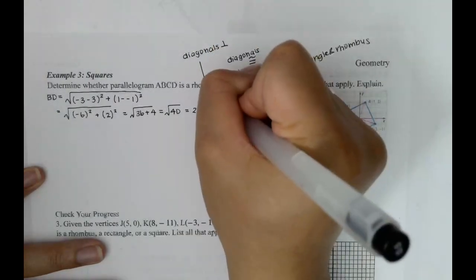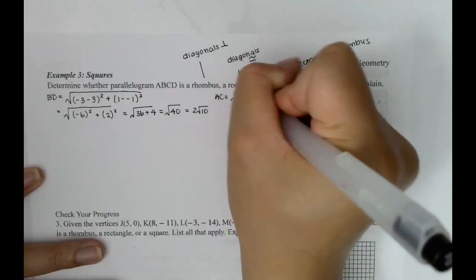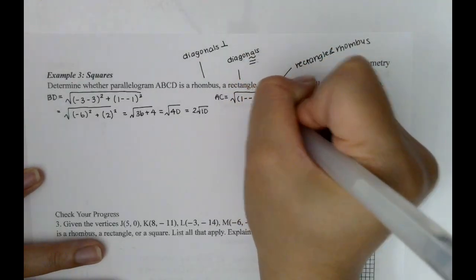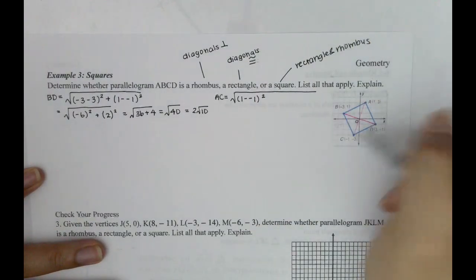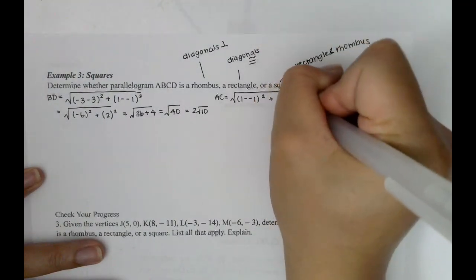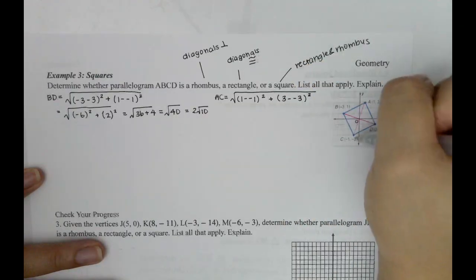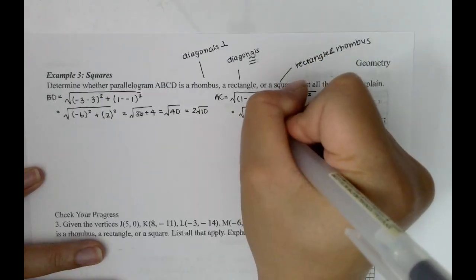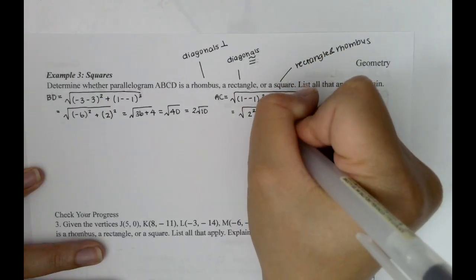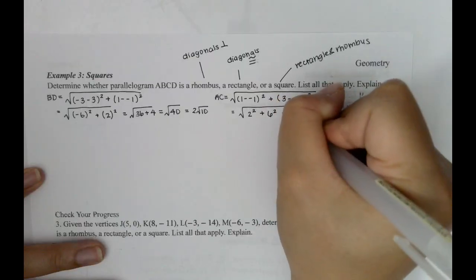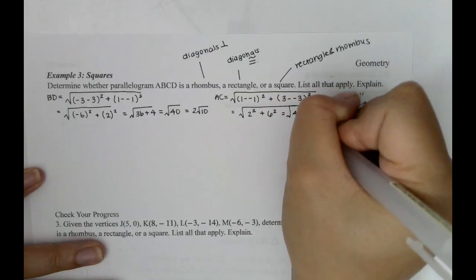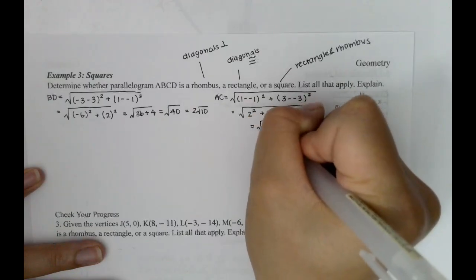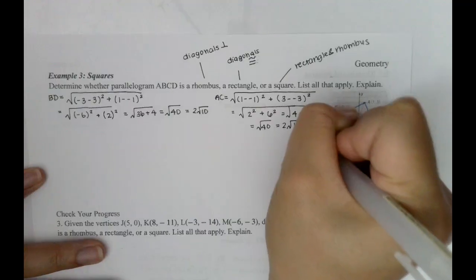Then let's do AC. See how long that is using the distance formula. So that's 1 minus negative 1 squared, plus 3 minus negative 3 squared. And I'm going to simplify. 1 minus a negative, again, is plus, so this is 2 squared. 3 minus a negative is plus, so that's 6 squared. 2 squared is 4, 6 squared is 36. 4 plus 36 is 40, which simplifies to 2 square root of 10.